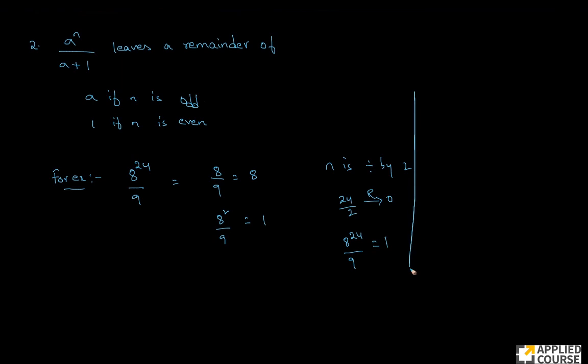Right. Now according to the property we have discussed, it should be in the form of a power of n by a plus 1. So 8 power of 24 by 8 plus 1 is in this form. And see here, n is even or odd. n is even. So what is the remainder? The remainder is 1. Right. Shall we take one more example?